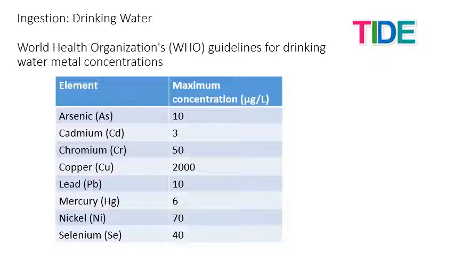So, for example, in the UK, we recently lowered the legal limit of lead in drinking water from 25 micrograms per litre to 10 micrograms per litre for this reason.